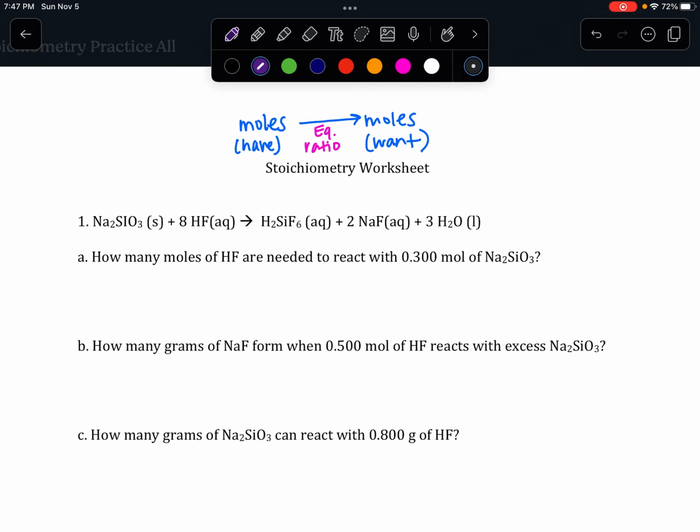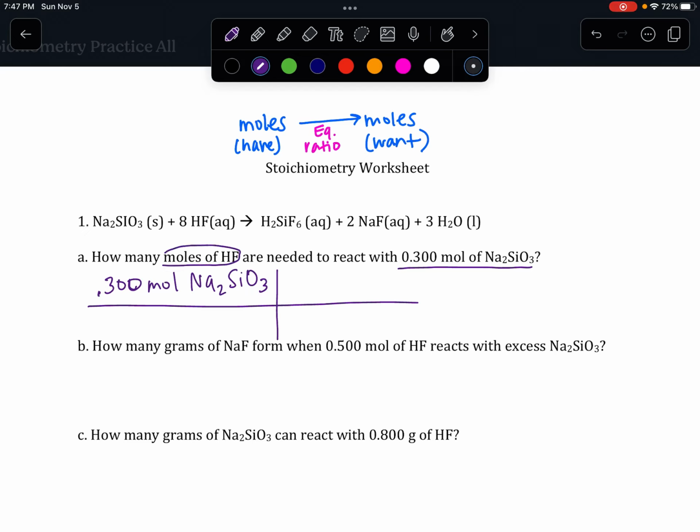To get started, the first thing we always do is just write down the number that's given. So before I even read anything in the question, I know that I need to write down 0.300 moles of Na2SiO3. So that's sodium silicate. The question asks me how many moles of HF, hydrofluoric acid, are needed to react with 0.30 moles of sodium silicate. So what I'm looking for is moles of HF.